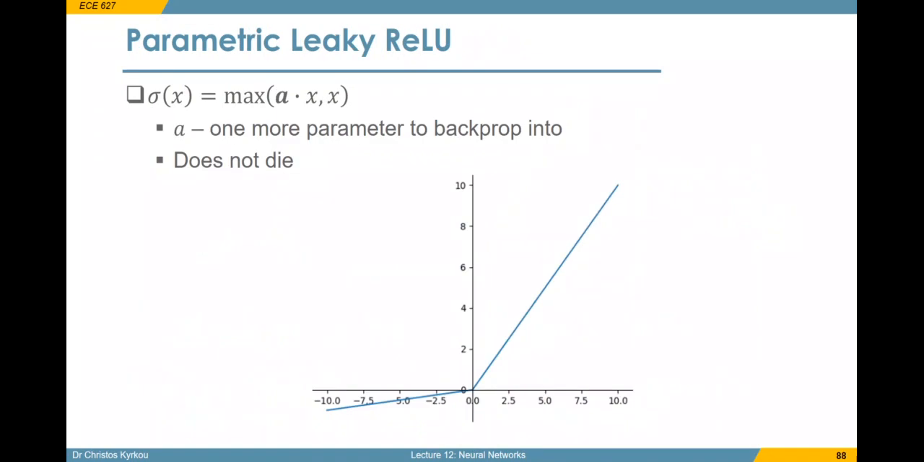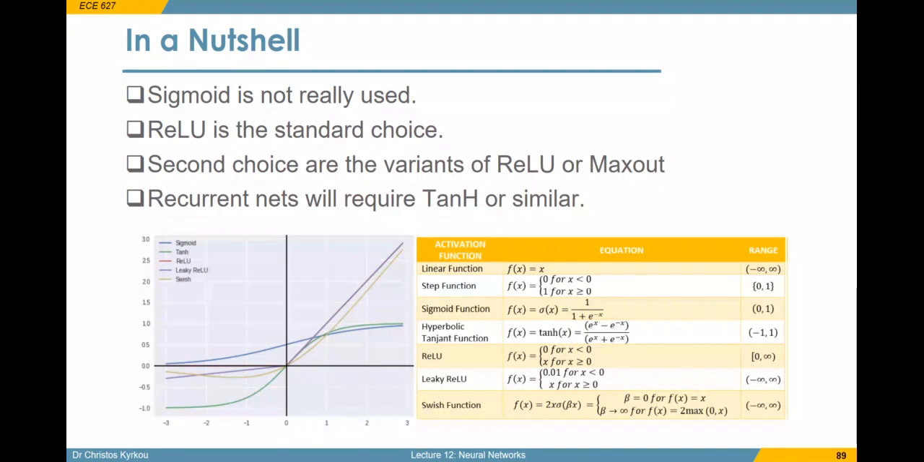To further address this, parametric Leaky ReLU was introduced. Basically, Leaky ReLU, as the name suggests, allows to leak negative values by using a parameter to propagate a small fraction of the input, and this does not completely shut off the activation. So this is a summary of the different activation functions and their range and their shape.